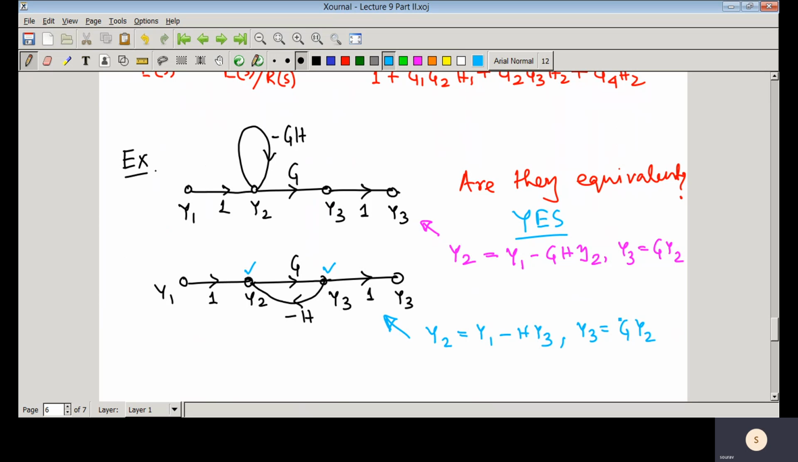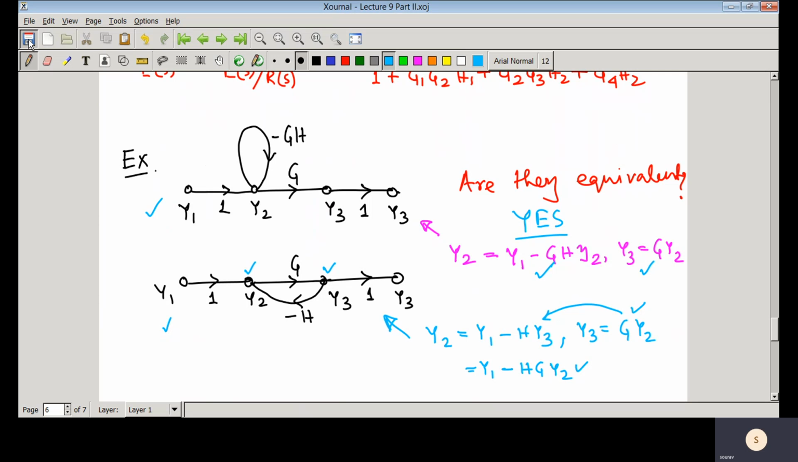So if you just replace it here, then you have y1 minus this is y2, and then you can see that this expression and this expression are the same, and you have y3 equals G y2. So that's why this particular signal flow graph and this particular signal flow graph are the same, although they look different.